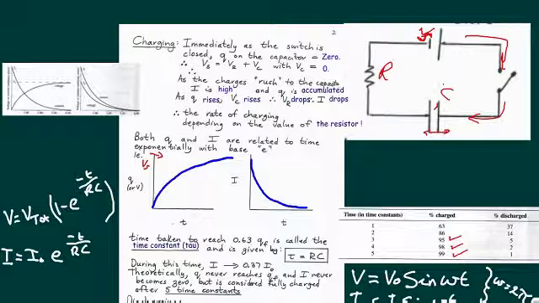The time constant is equal to the value of the resistor times capacitor, and it has the symbol tau. One time constant is the time taken for it to be 63% charged. 2, 3, 4, 5. After 5 time constants, we effectively say that the capacitor is 99% charged.